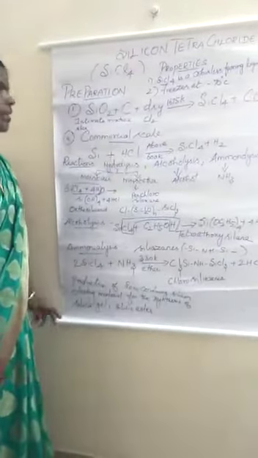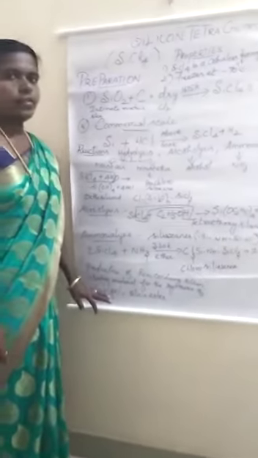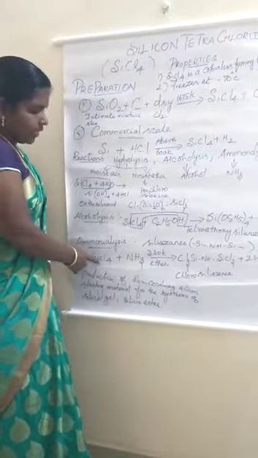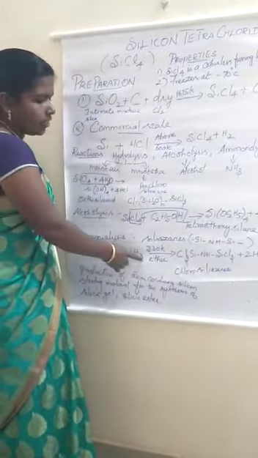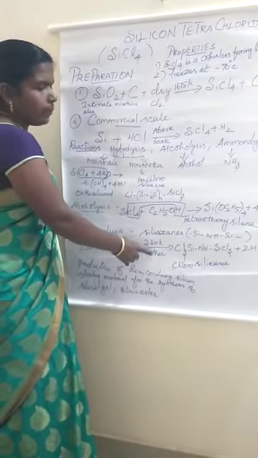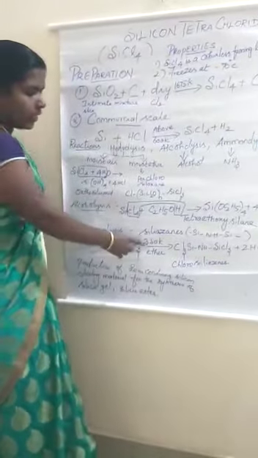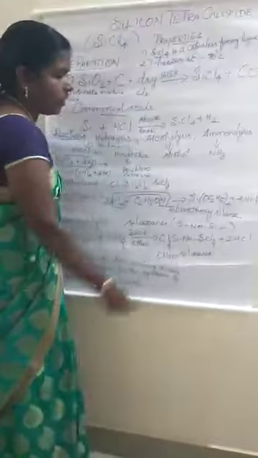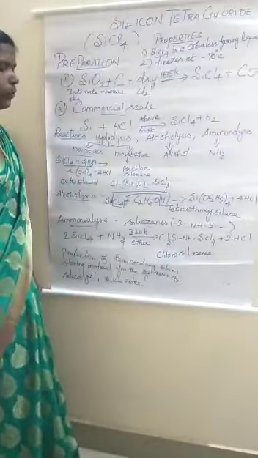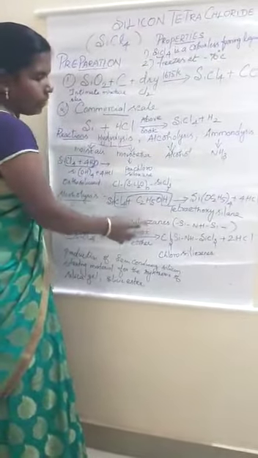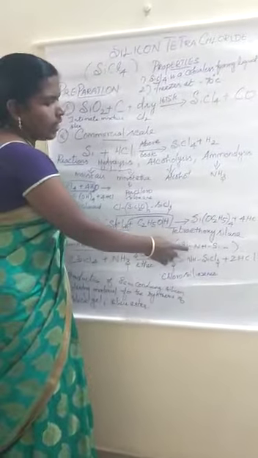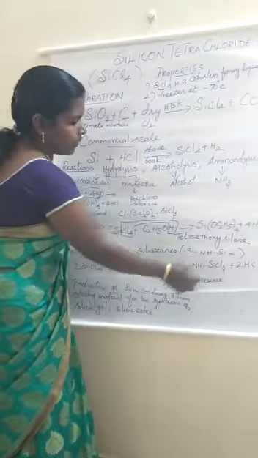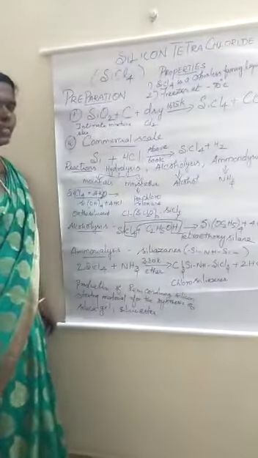Tetraethoxysilane. The next reaction is aminolysis. Splitting is done by ammonia. Silicon tetrachloride is reacted with ammonia in the presence of ether at 330 Kelvin. Chlorosilane is formed with the liberation of hydrochloric acid. The formula for the silane is SiNHSi. Chlorosilane means Cl3 is present here, so we say chlorosilane.